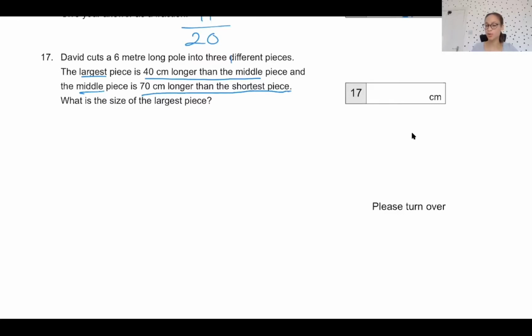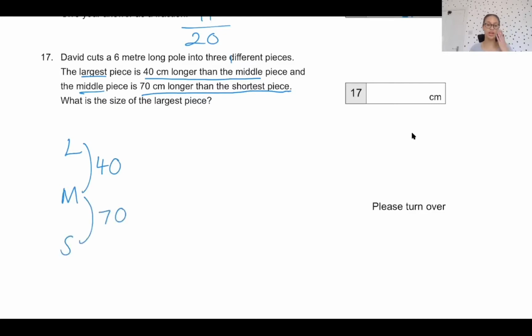I'll show you how we do it on the board. I'll be interested to see if it's the same method that you used. So the largest piece, and Poppy, by the way, I'm going to use a method similar to the one we used in yesterday's class with the ages. You'll see what I mean. So the largest piece is 40 centimeters longer than the middle piece, and the middle piece is 70 centimeters longer than the shortest piece.